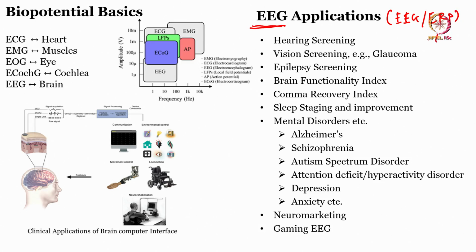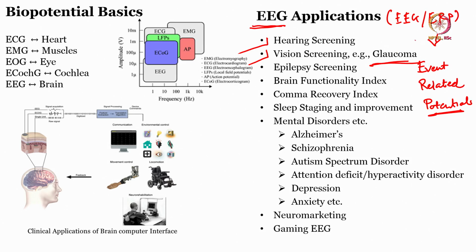What is ERP? ERP is nothing but event related potential. We will see in detail what I mean by event related potential, but these are some of the known applications. It can be used for hearing screening. It can also be used for vision screening for diseases like glaucoma and all.